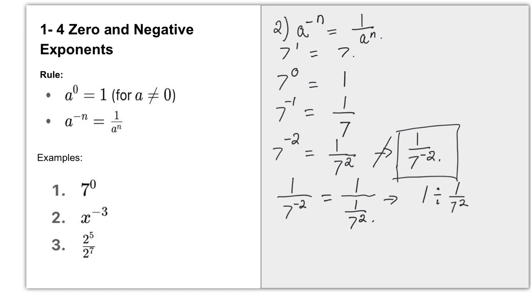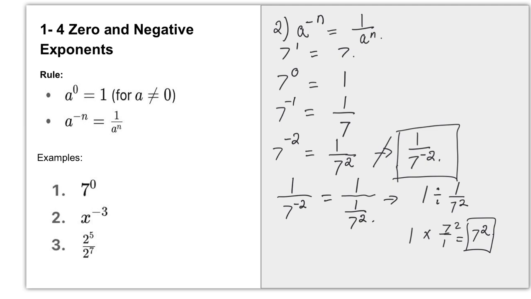And then in division, we do keep it, change it, and flip it. And you can see that will be 7 to the second power. So this is not the same as 7 raised to the negative 2 power. So make sure you don't make that error.